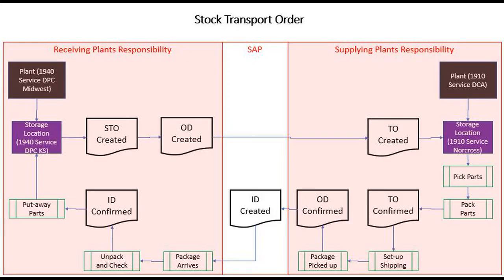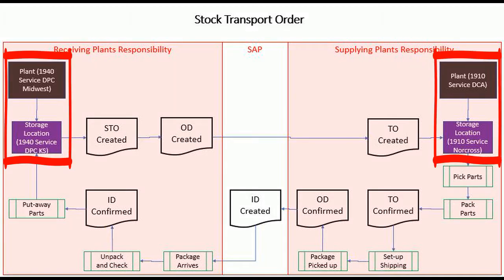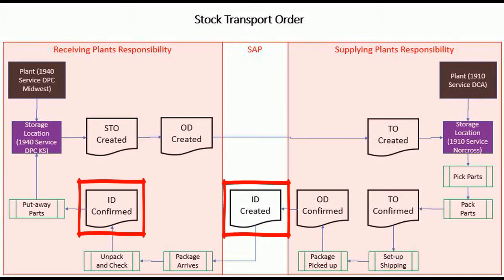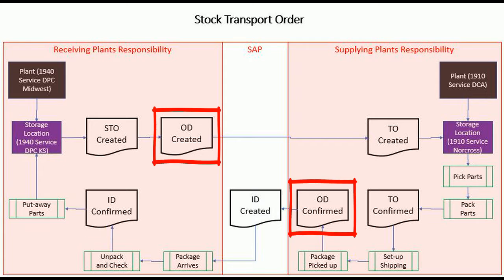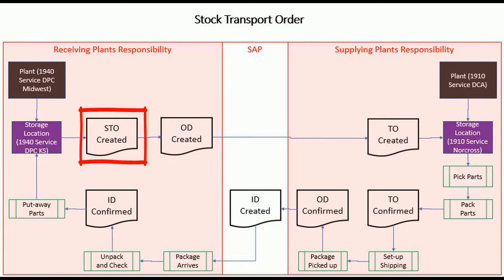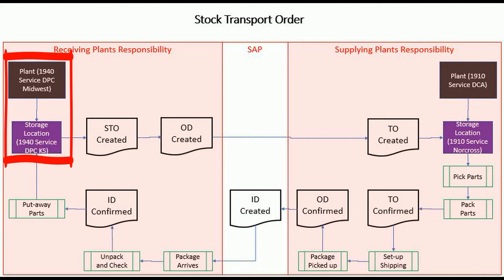The first type of order you need to understand is a stock transport order. This order is an internal order that is meant to be used between plants in SAP, and requires the use of an inbound and outbound delivery. This order is typically created by a receiving plant that needs an item shipped to them from a supplying plant, before it is sold to the customer.